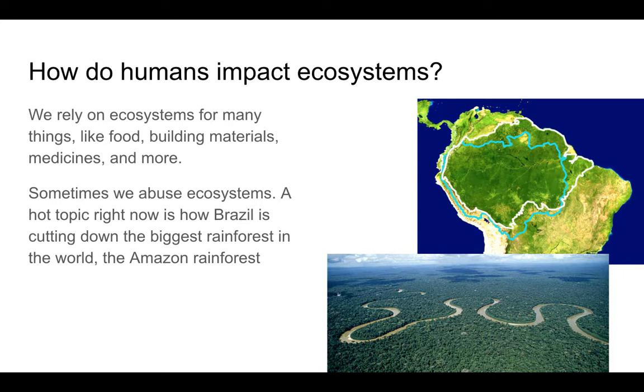So one thing you'll see in the reading is about how humans can affect an ecosystem. We rely on ecosystems for many things, obviously food, but also building materials like wood, medicines, and a lot more. But sometimes we abuse ecosystems. And a hot topic right now is in Brazil, they are cutting down a lot of the Amazon rainforest. It's the biggest rainforest in the world, and it's kind of being debated about right now. How should Brazil handle this? I mean, they're depending on the ecosystem for the wood, and they get money from that, but they're also ruining an ecosystem by knocking it down. So it's kind of a hot topic right now.